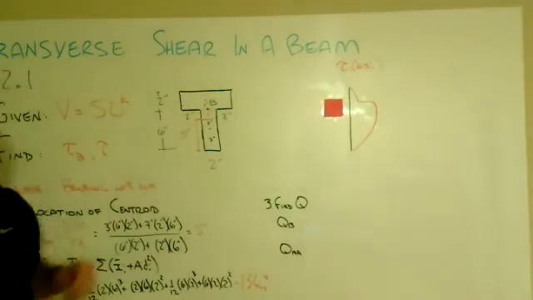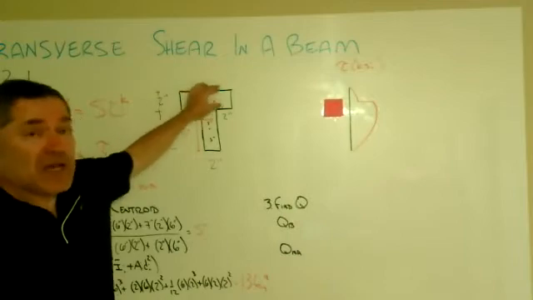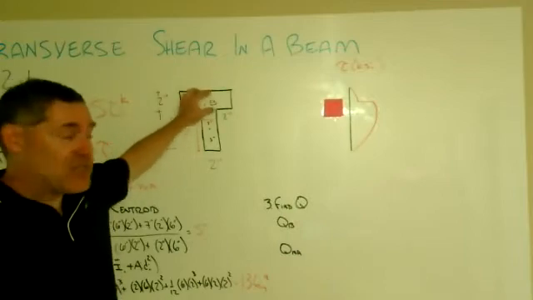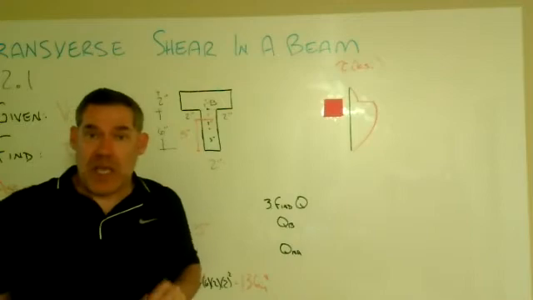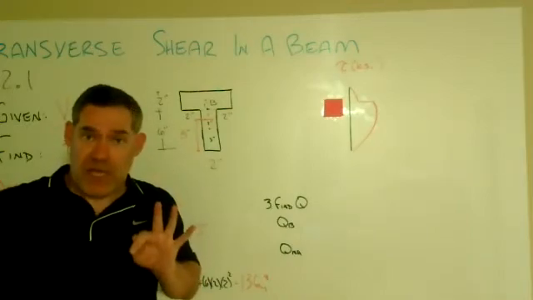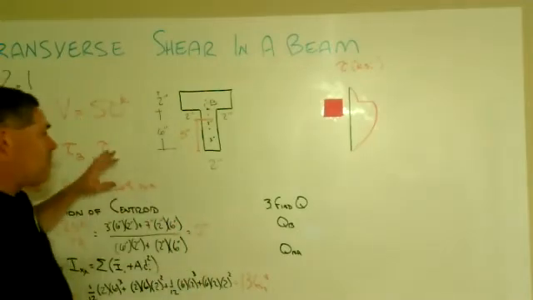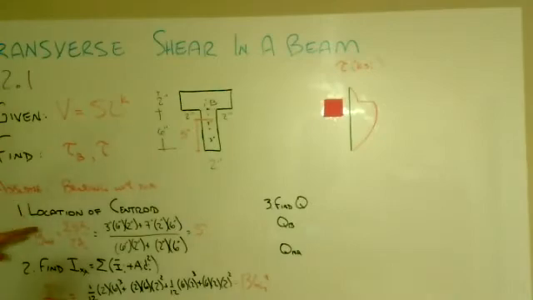Now, we might choose point B here because of this sudden discontinuity between this upper portion, the flange of the T, and the stem of the T. That's going to cause us to have multiple answers here, 3 actually, instead of just 2 that we had back in part A for the rectangle. So we'll see how this all begins to play out.